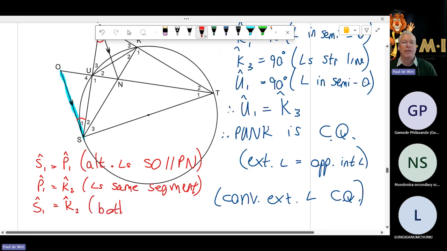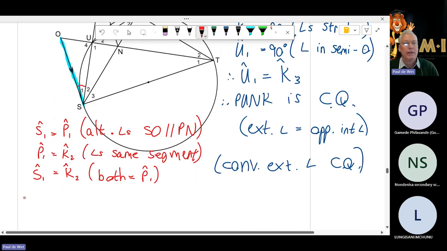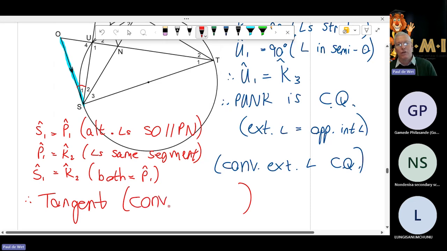Guys, this is really nice. You don't even need to have this reason, but it's really nice the way you've written it, both equal to P1. And therefore what? Angle K2 is equal to angle S1, converse. So these angles are equal. Therefore, tangent. And the reason that it's a tangent is converse tan chord, because we've proved the angles are equal, therefore it must be a tangent.